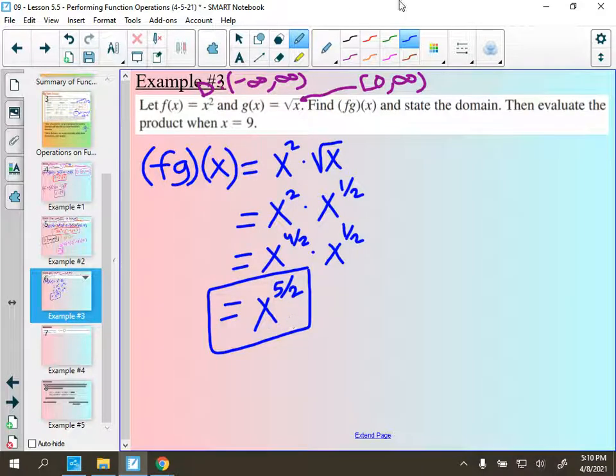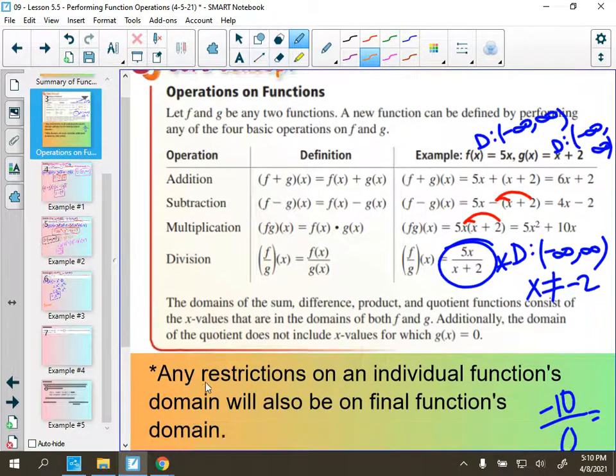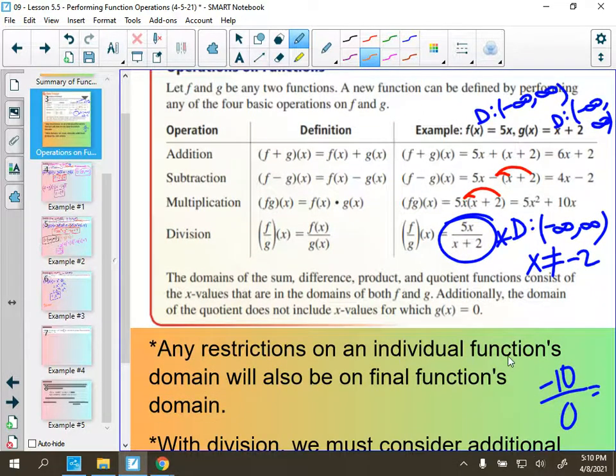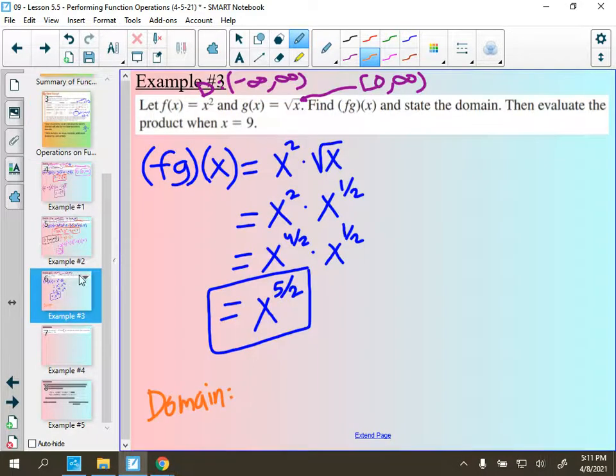All right, domain-wise here. When it comes to a mismatch of domains, so we kind of got a mismatch on another level, you're always going to pick the most restricted, right? We said that was part of our notes. I just want to make sure we didn't miss that. Any restrictions on an individual originally will be on the final. So that's kind of a fancy way of saying use the one that has the most restrictions.